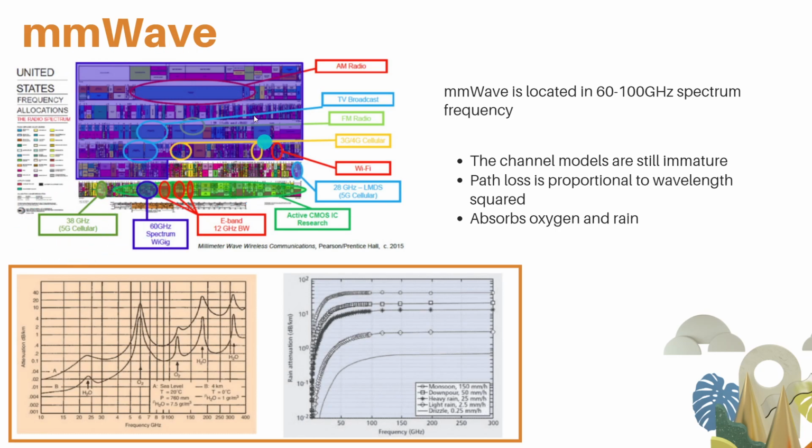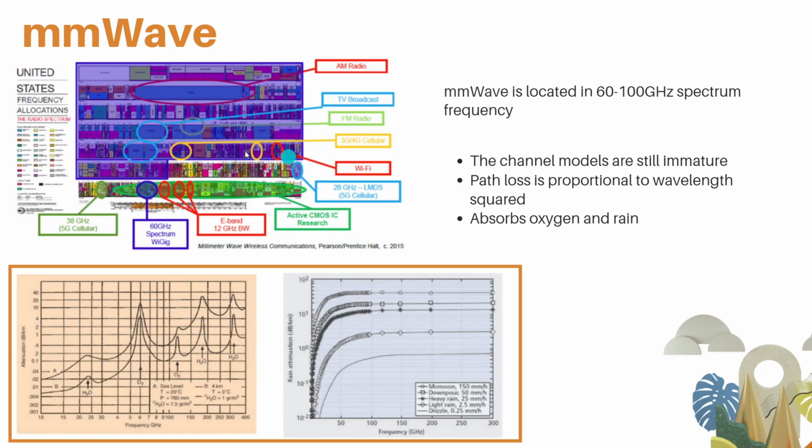This image is based on the United States. In the United States, the 5G cellular occupies the 38 GHz frequency, while, for example, AM radio is occupying this part, Wi-Fi 2.4 GHz, FM radio in this part, and so on. The millimeter wave part is here, from 60 GHz up to the 100 GHz spectrum.